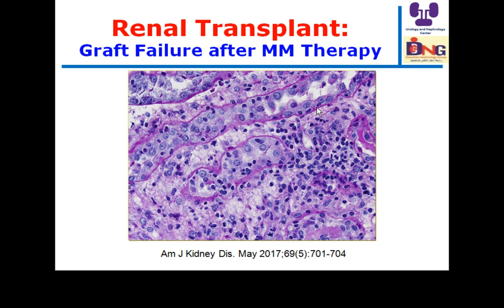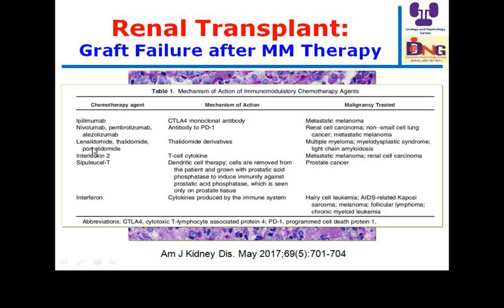So this is the reflection of the use of this drug, lenalidomide, which is a thalidomide derivative and can be used in multiple myeloma. And this table summarizes the chemotherapeutic agents, their mechanism of action, and the type of malignancy for which we can use each drug. So we have ipilimumab, which targets CTLA-4, and this is one of the checkpoint inhibitors. Nivolumab is an antibody against programmed death 1, PD-1, and it can be used in lung cancer, hepatocellular carcinoma, melanoma, and renal cell carcinoma.